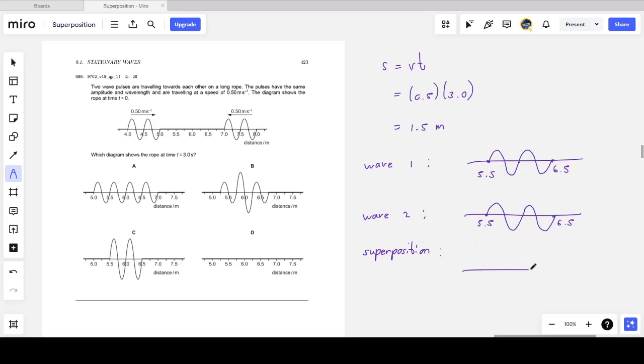And so if I were to again draw this graph, what I would find is I'd have larger maximum amplitudes. So at the same position, 5.5 and 6.5, if this amplitude here was A, and that amplitude was A, the amplitude of the superposed graph would be 2A. And there's only one graph that actually corresponds to this, and that's option C.